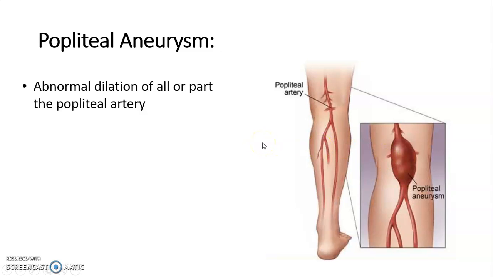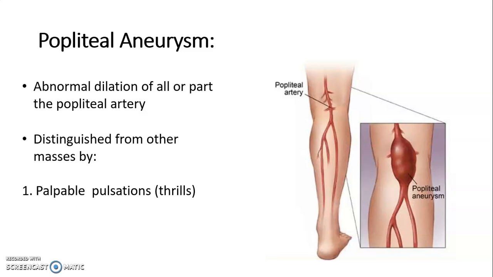How do we distinguish a popliteal aneurysm from other masses that could occur in the popliteal fossa? First of all, when you palpate a popliteal aneurysm, pulsations or thrills will be felt. Secondly, when you check with the stethoscope, abnormal arterial sounds, which are called bruits, can also be heard. So these two are the distinguishing points between a popliteal aneurysm and other masses that could be found in the popliteal fossa.